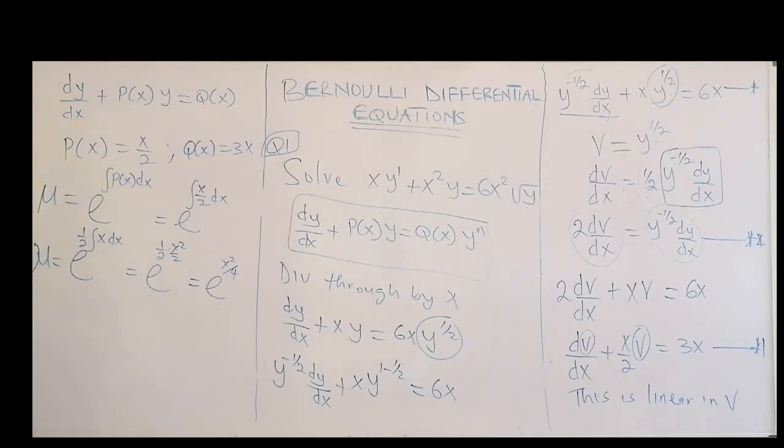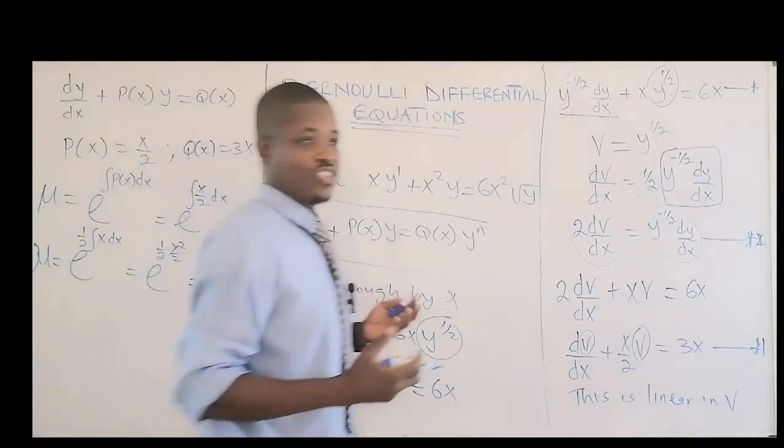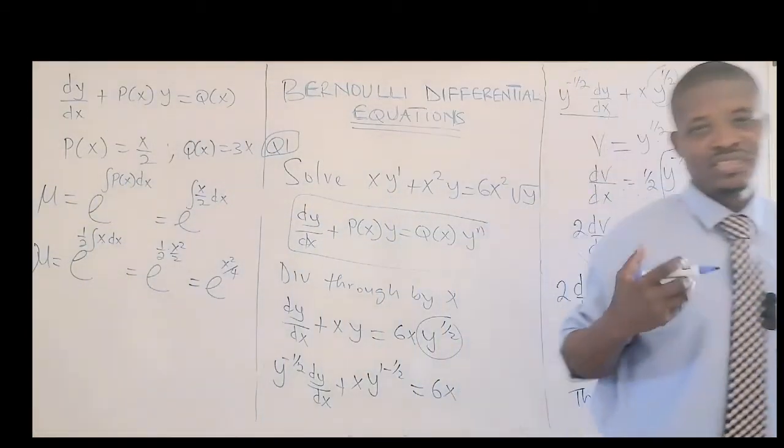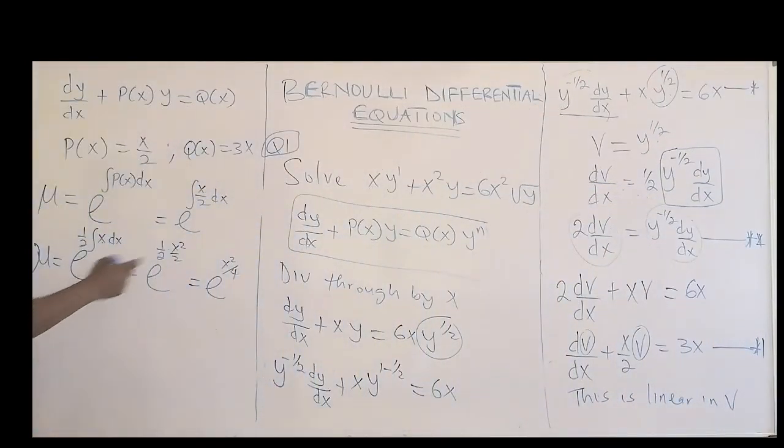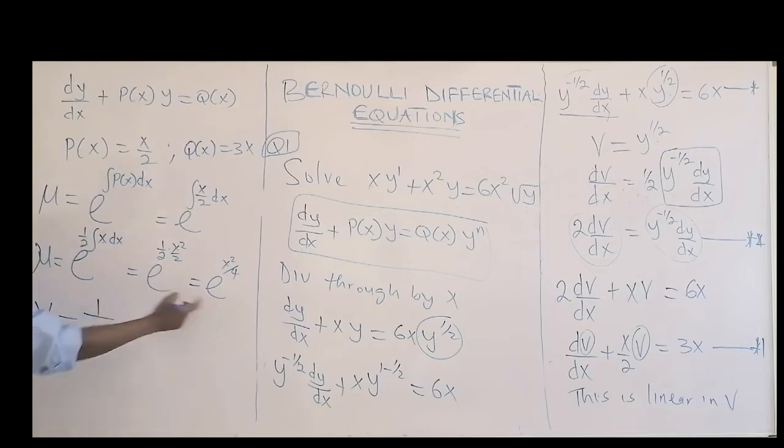After you've gotten your integral factor, then you can get the general solution. Since it's linear in v now, it will just be v equal to 1 over the integral factor. Our integral factor is what? It is e to the power x² over 4.